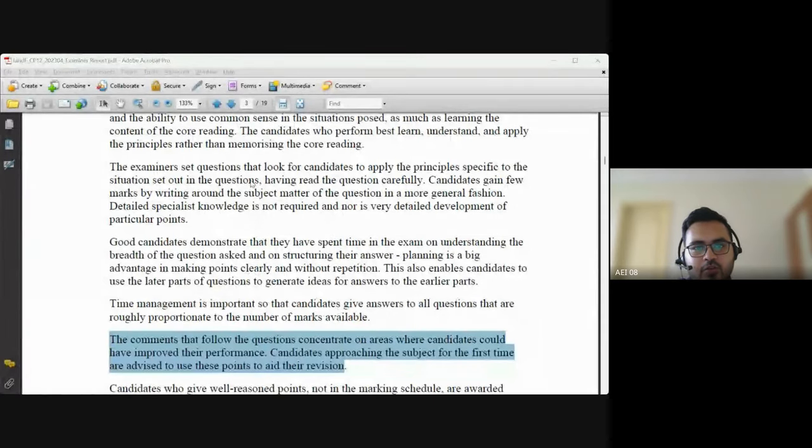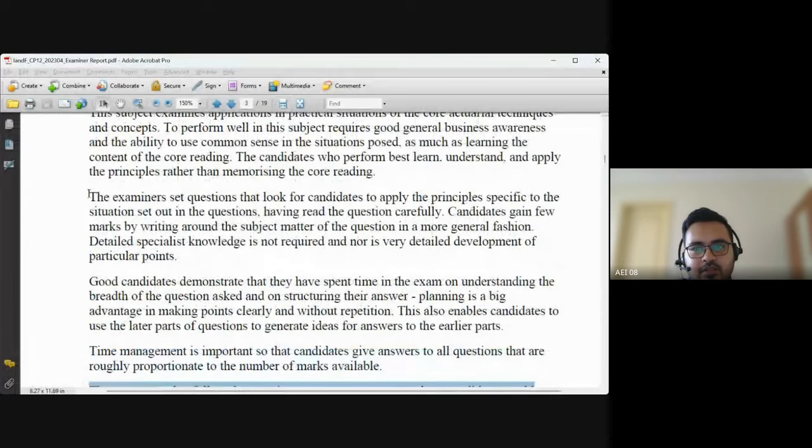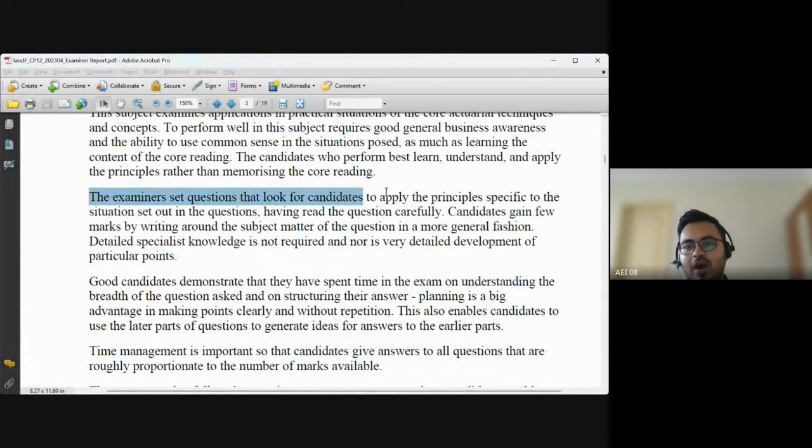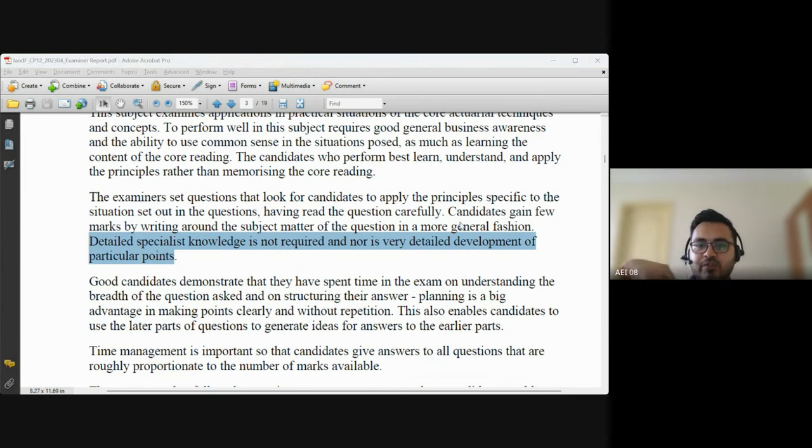Over here, what they've said is, the examiners set questions that look for candidates to apply principles specific to the situation set out in the question, which means whatever technical things you have learned in the background, the examiners set the question to ensure that the principles can be applied by the candidates. Candidates gain few marks for writing around the subject matter of the question in a more general fashion. Detailed specialist knowledge is not required, and you'll get a few marks if you're writing it in a general fashion. But if you're curating your answers according to the underlying requirement, you'll get better marks.